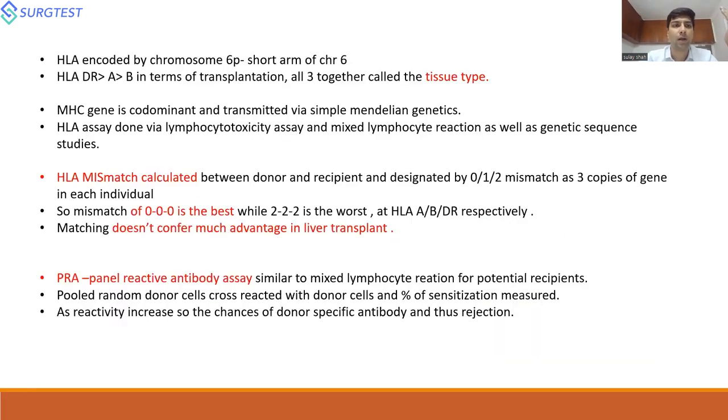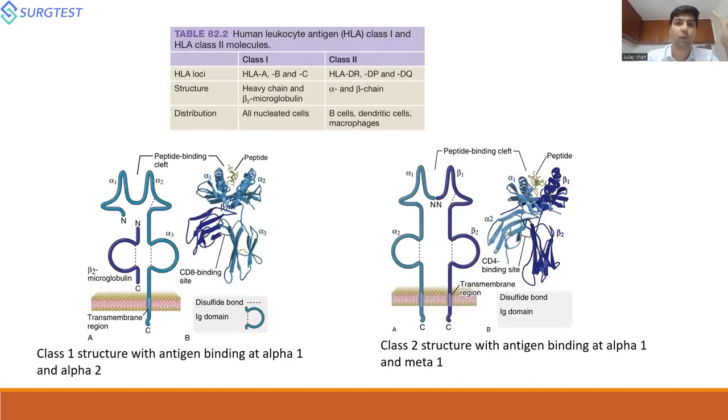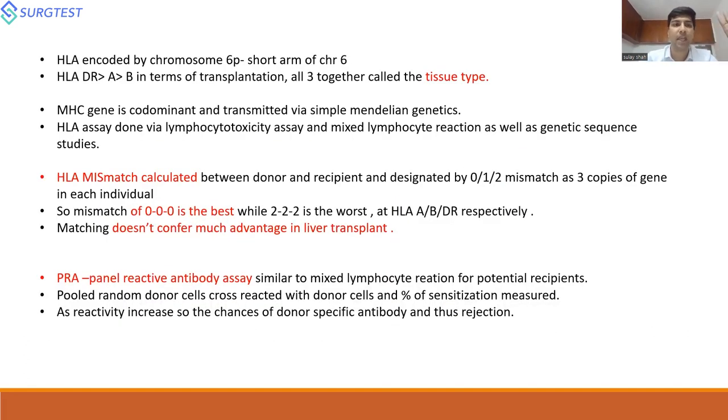So in terms of importance for transplantation, understand again, these are antigens presented on cells. Now the antigens are of a variety of types, but HLA-DR, that class of antigens, is the most important out of them. And HLA-DR, HLA-A and HLA-B, all three together make the tissue type. There are a variety of others, HLA-A, B, C, DR, DP, DQ, and so on and so forth. But for us, only three are important. As described, the transmission is by simple genetics.